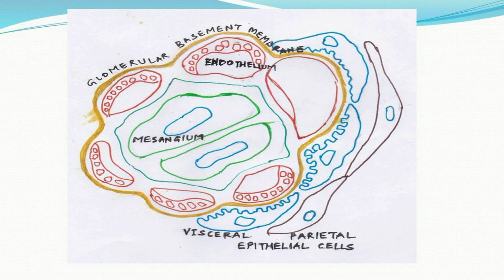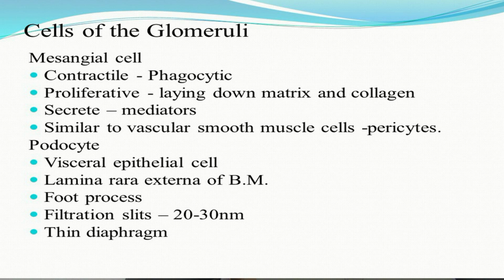This is the diagram showing you the mesangium in the center, endothelial cells surrounding the mesangium, the glomerular basement membrane, and finally the visceral epithelial cells and the parietal epithelial cells. These are the cells of the glomeruli: mesangial cells, which have a contractile function and also lay down the matrix and collagen. The second cell is the visceral epithelial cell, which has podocytes or foot processes.